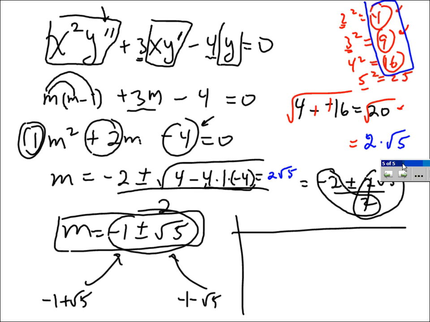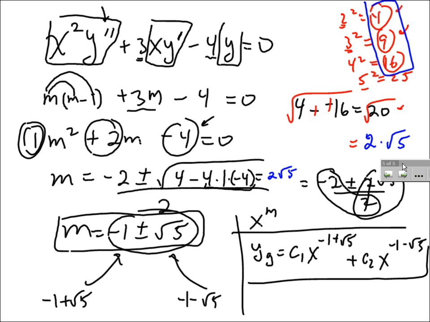So we take a linear combination of our results. Remember, x to the m is a solution, and we just found out what m is. So y general is c1 times x to the first answer, plus c2 times x to the second answer. There is our general solution to that problem.